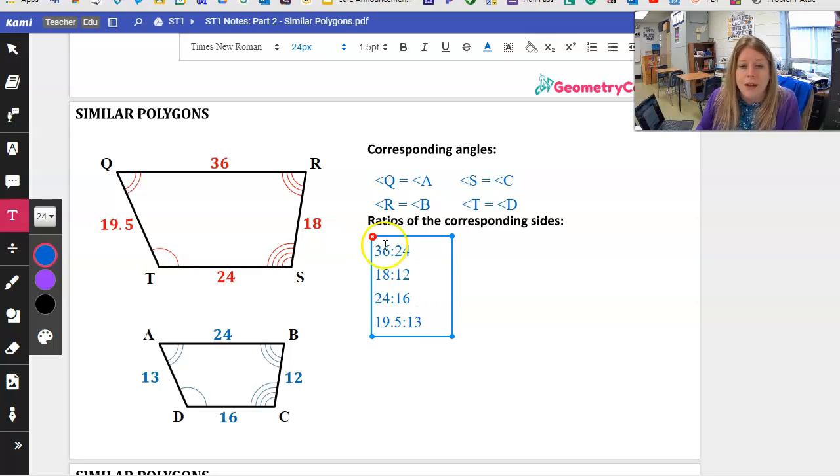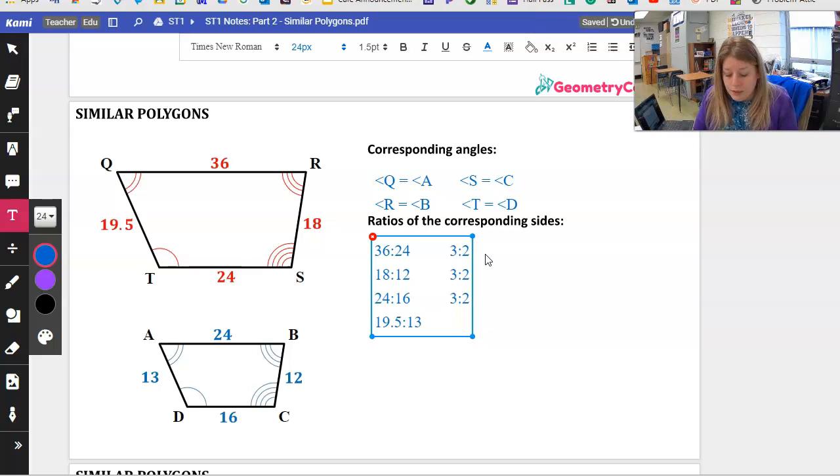If we simplify them, like what numbers go into both 36 and 24? We can divide both of those by 12, so it's going to be 3 to 2. 18 and 12 can both be divided by 6. 3 to 2. 24 and 16 can both be divided by 8. 3 to 2. Well, what about 19.5 and 13? I don't know. But I bet it's 3 to 2.